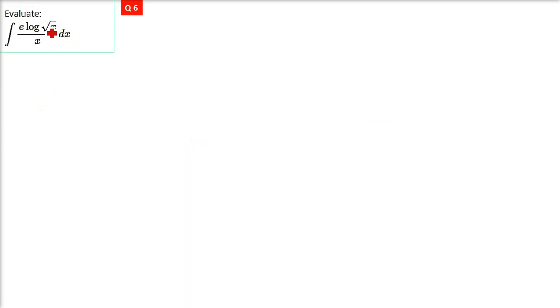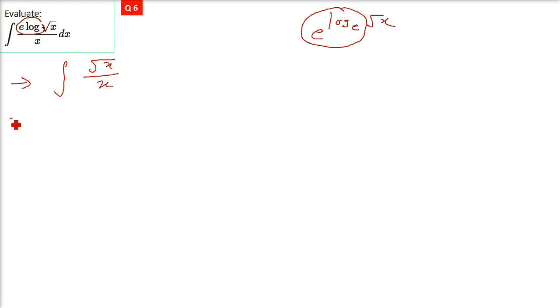Next one is integration of e raised to log of under root x, divided by x. Now as I told you earlier, e raised to log base e will become 1, and under root x is already there. Under root x is simply x to the power half. If you have e to the power of log with a base e, it gets cancelled. So this explanation tracks you back to the logarithmic and exponential classes. So under root x will remain. x is already in the denominator.